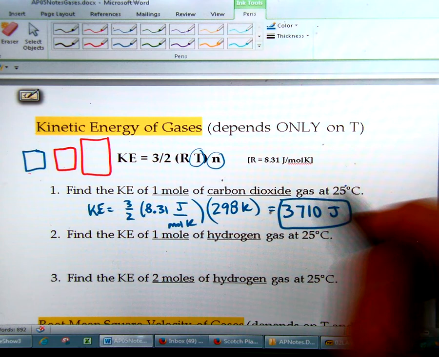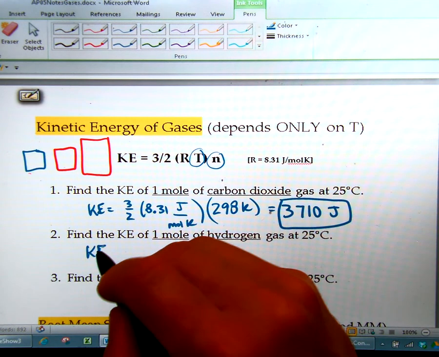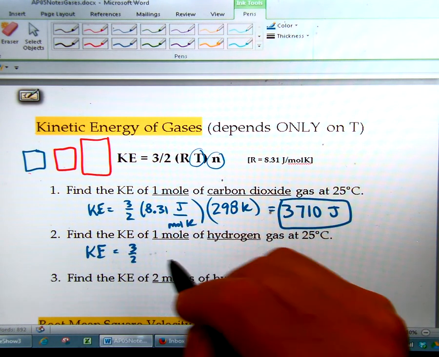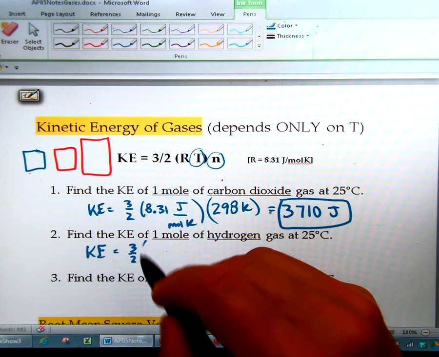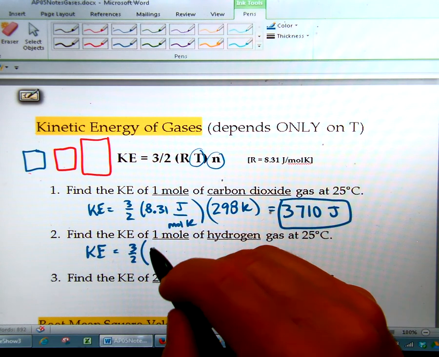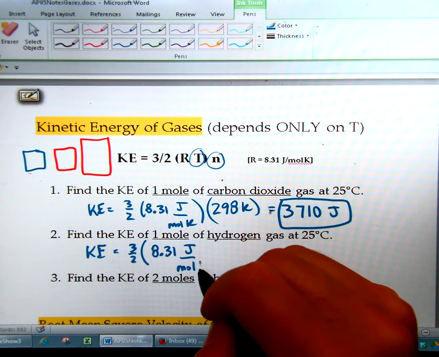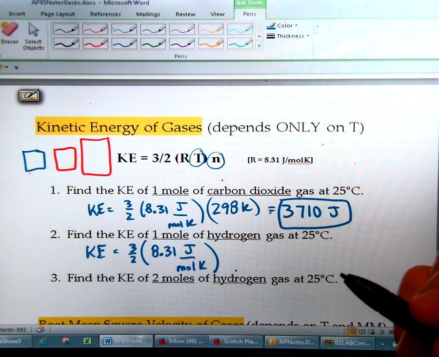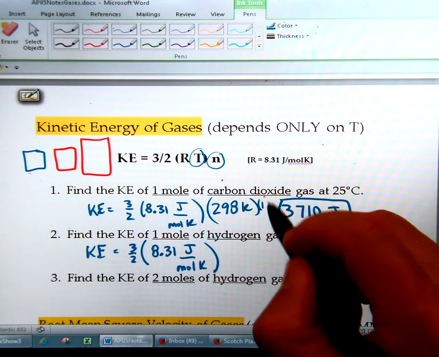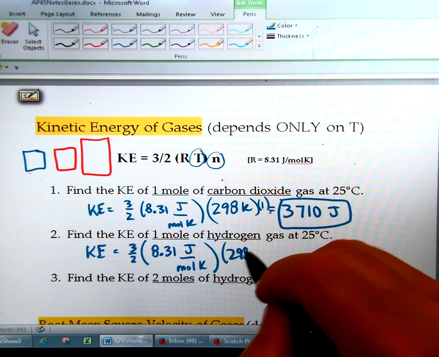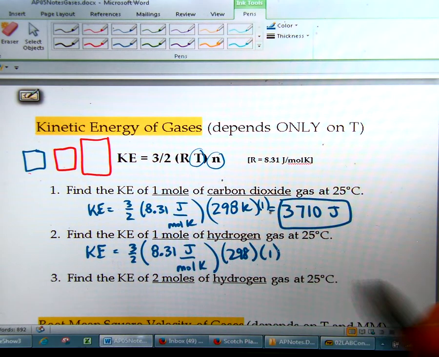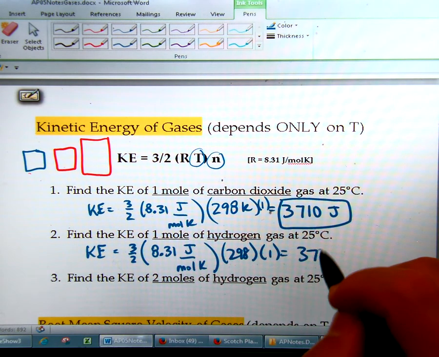The interesting thing is if you did this calculation for hydrogen instead of carbon dioxide, you'll be amazed that you would have the exact same answer, because the identity of the gas was not as important. It was only the temperature and the moles. Okay, so this one, I forgot to write a times 1 here. This one is also going to be a times 1, and that's going to be the same answer.